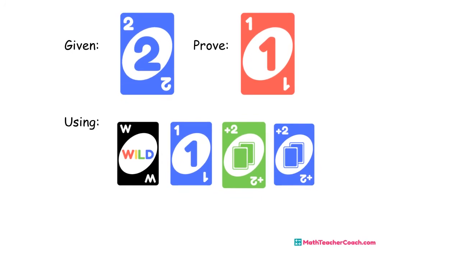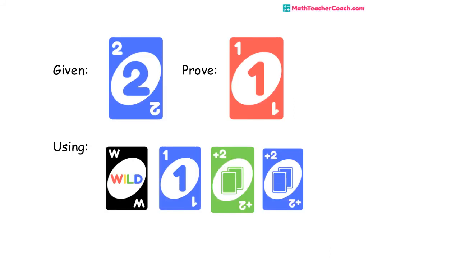Here we have blue 2, and we want to get to a red 1 using the 4 cards that are down here. All right, so let's go ahead and make our table. We'll have statements, not states. Statements and reasons. Well, we know statement 1 is we have a blue 2 because we're given that.